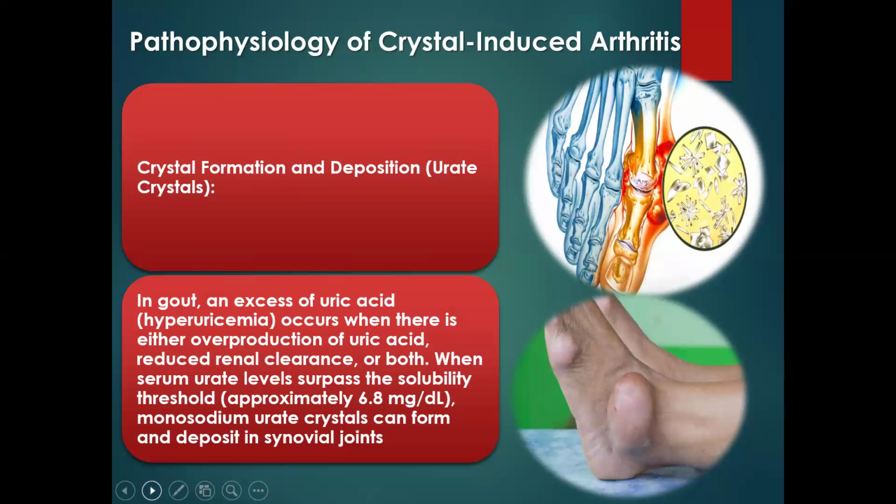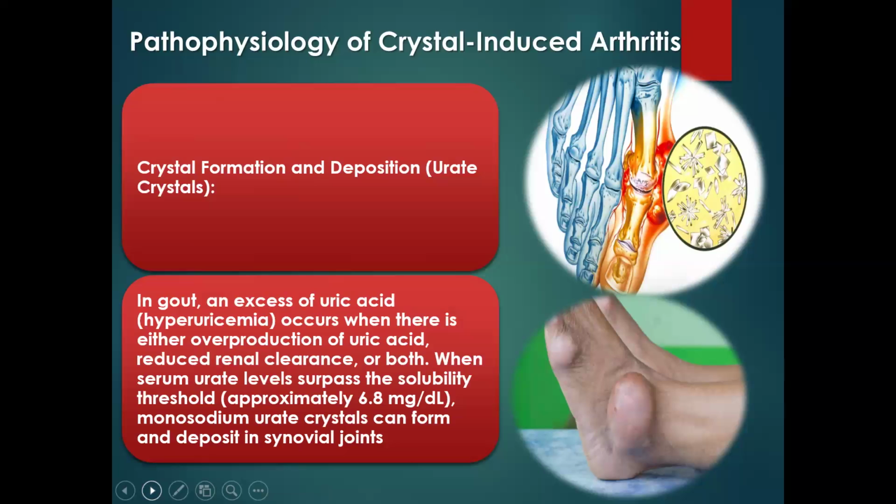So gout arthritis occurs when there is an excess of uric acid, primarily due to hyperuricemia induced by either overproduction of uric acid or reduction in the ability of the kidney to remove excess uric acid from the body, or both, like excessive production and reduced clearance. When sodium urate levels surpass the solubility threshold, approximately 6.8 milligrams per dL, then monosodium urate crystals can form and deposit in the synovial joint. So this has to do with solubility.